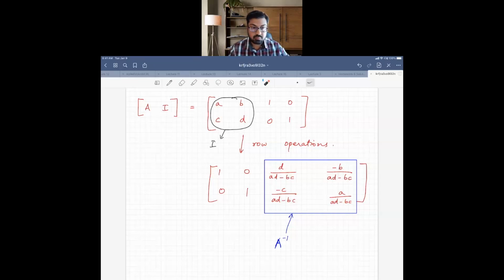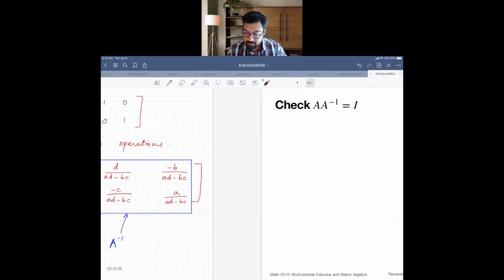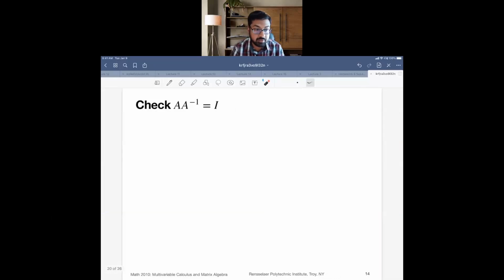Okay. No questions? Okay. We can also check it, right? So we started with A, and you have found A inverse. The way you check it is by looking at the product of A with A inverse, or you could do A inverse times A. Both of those products should give the identity, right? If that is the case, then we know that whatever we have worked through is correct.